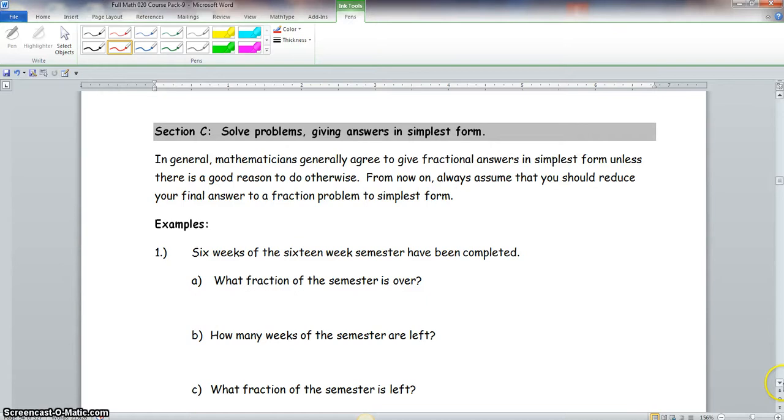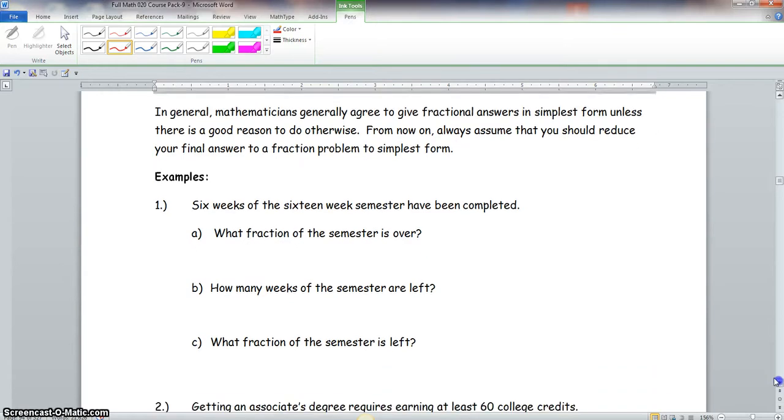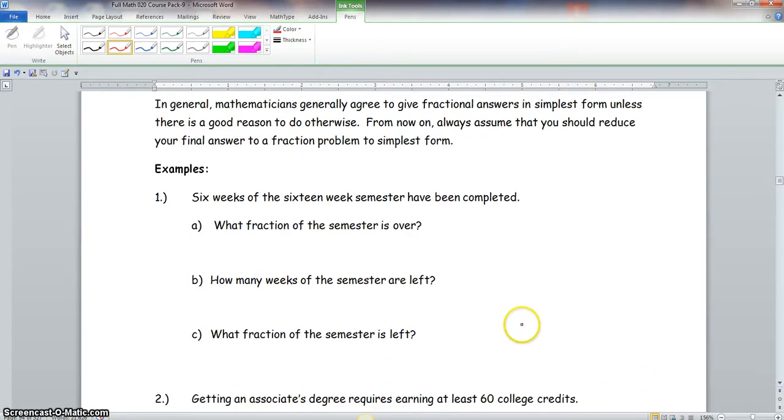So this is basically saying whenever you do fractions, even if the directions do not tell you to do it, you must always write them in simplest form. Now, it says 6 weeks of the 16-week semester have been completed. What fraction of the semester is over?